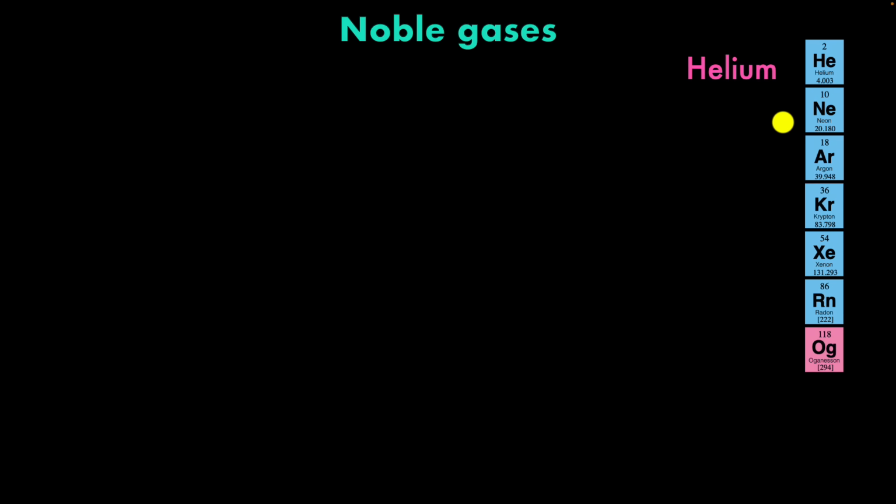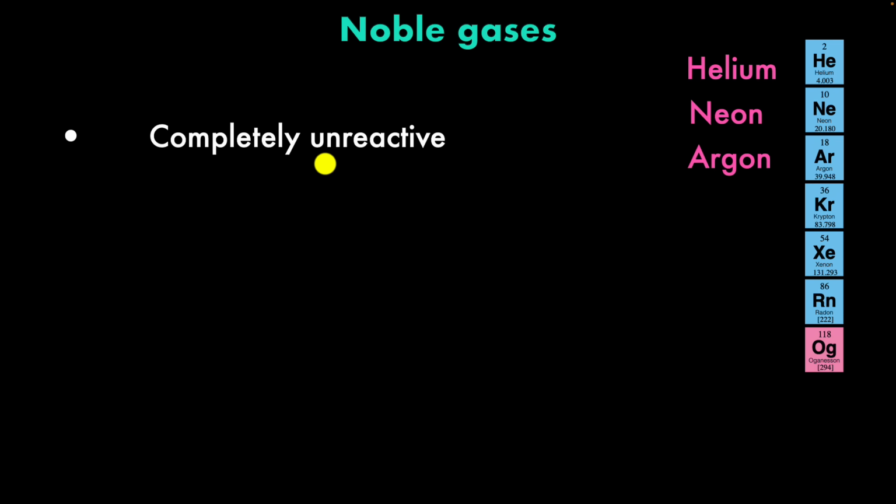And at the far right edge of the table, we find the noble gases. These include helium, neon, argon, and so on and so forth. And noble gases are very different from the other groups we have discussed. They're almost completely unreactive. And now that brings us to the central question. Why are some elements so reactive while other elements so stable?